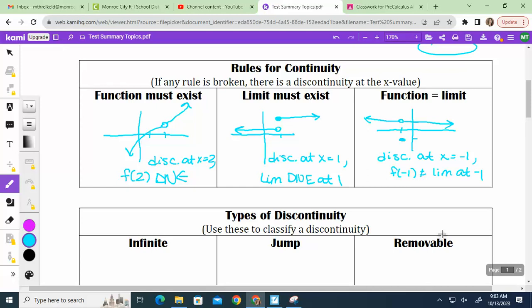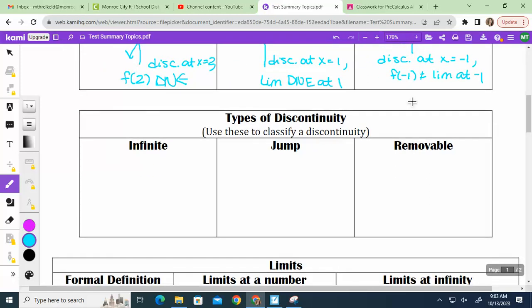Next thing we talked about was discontinuity. So we know those are the rules for continuity, but I might say, okay, this graph is discontinuous. Tell me which type it was. So an infinite discontinuity. If you're looking at a graph, what does that mean? A vertical asymptote. So you have something like this.